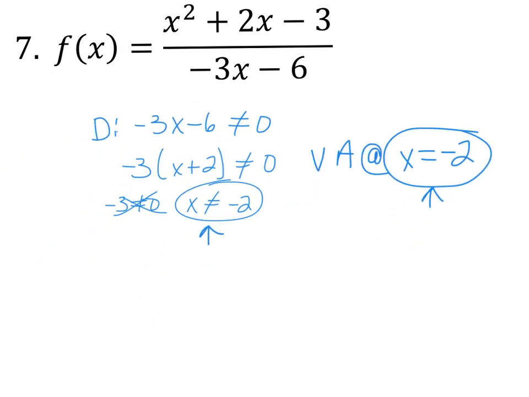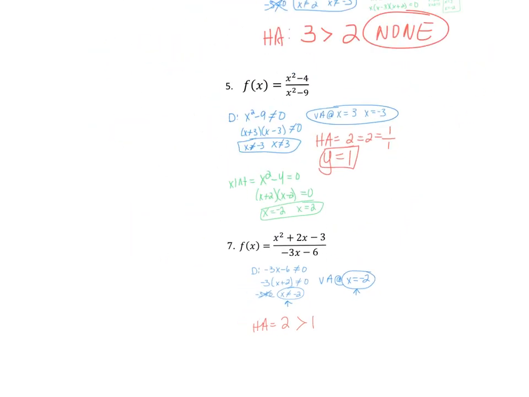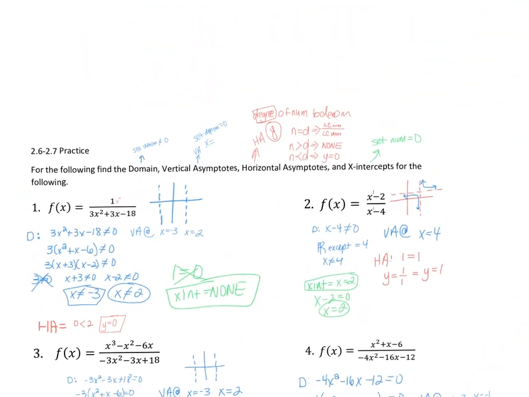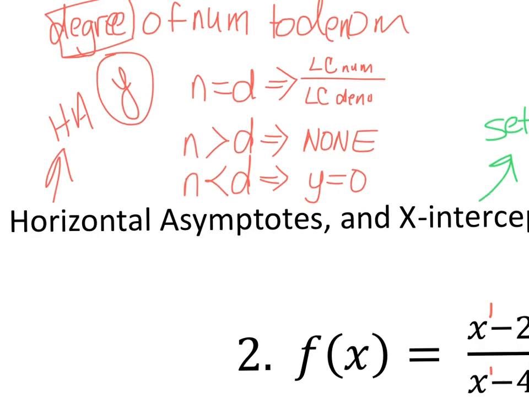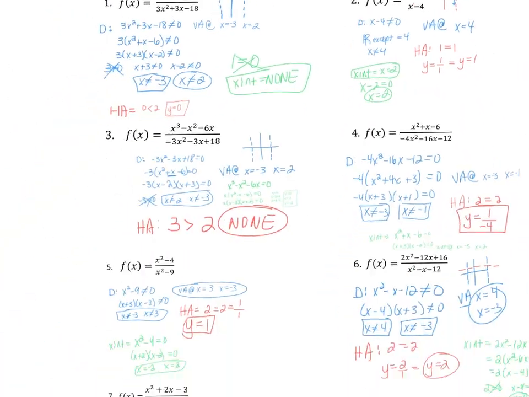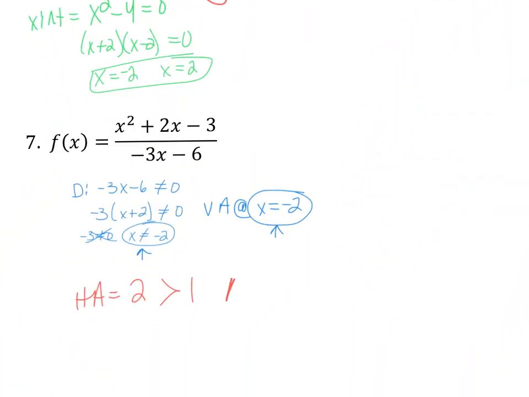My horizontal asymptotes. How do I find my horizontal asymptotes? Look at your degrees. What's the degree of the numerator? 2. What's the degree of the denominator? 1. What's the relationship there? 2 is greater than 1. So the numerator is greater than the denominator. We haven't had one of those in a minute, so let's look and see what happens. When the numerator is greater than the denominator, what do we write? None, or no horizontal asymptotes. Yes? Good job. This is much better.